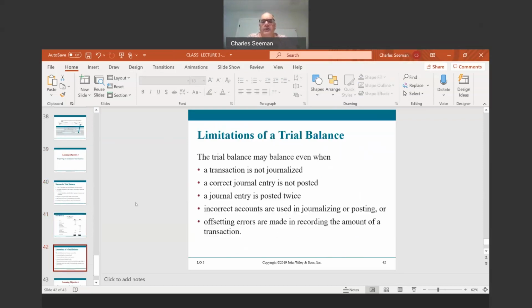Limitations of a trial balance. The trial balance may balance even when a transaction is not journalized, a journal entry is not posted, or a journal entry is posted twice. Also, incorrect accounts may be used in journalizing or posting, or offsetting errors are made in recording the amount of the transaction.